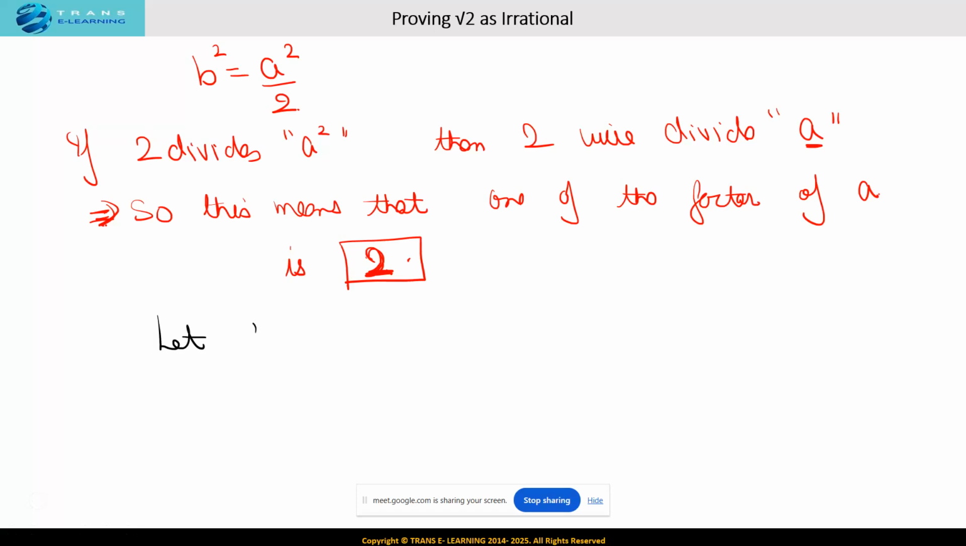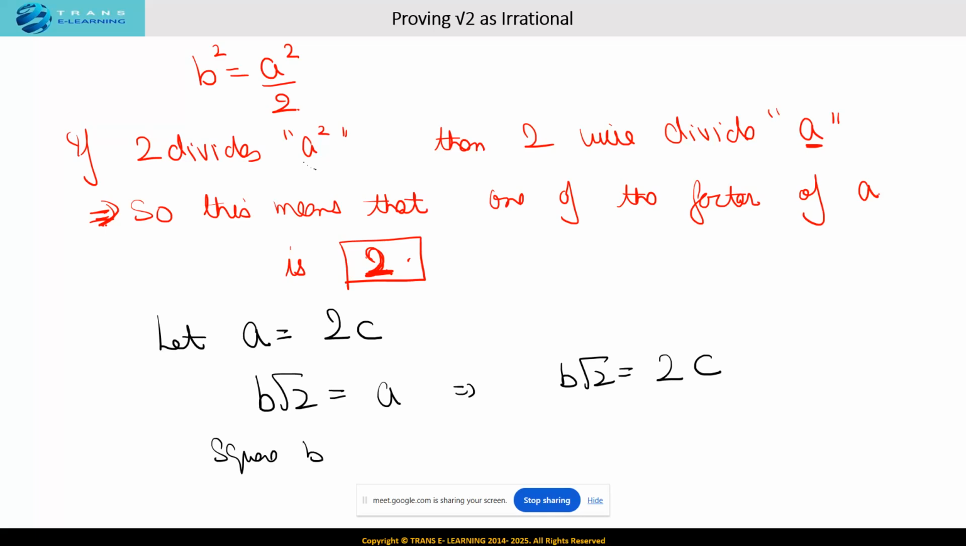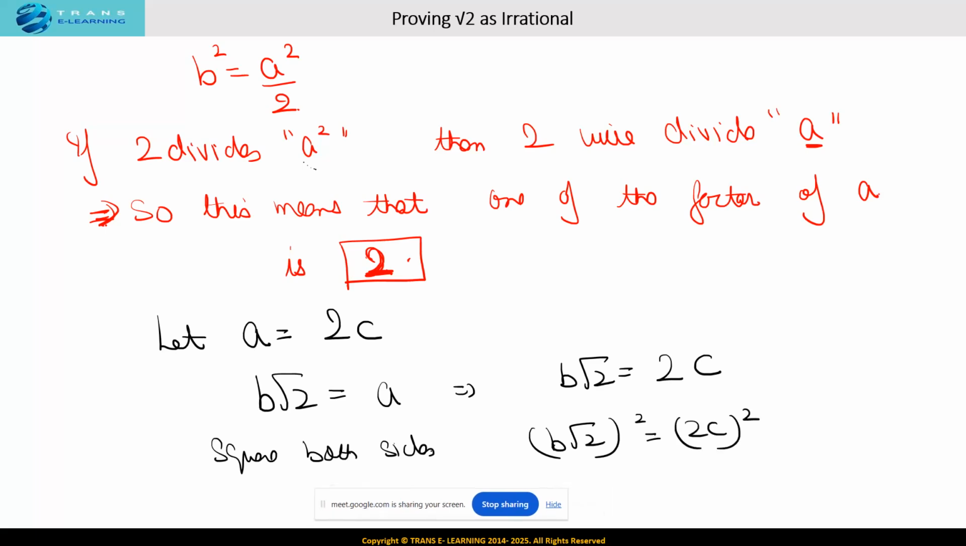Now, the variable a which we have proved, we are going to assume as a third variable. We had b root 2 is equal to a. So we can write b root 2 is equal to 2c. Now again we are going to square both sides. So we get b root 2 whole square is equal to 2c whole square. I will get 2b square is equal to 4c square.